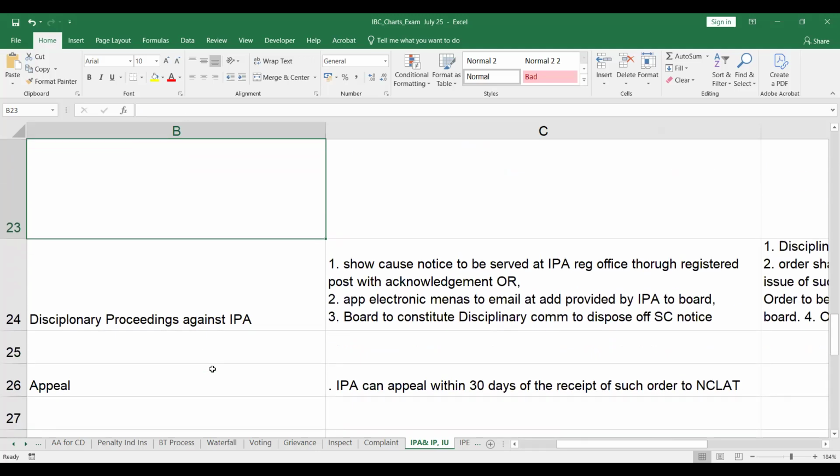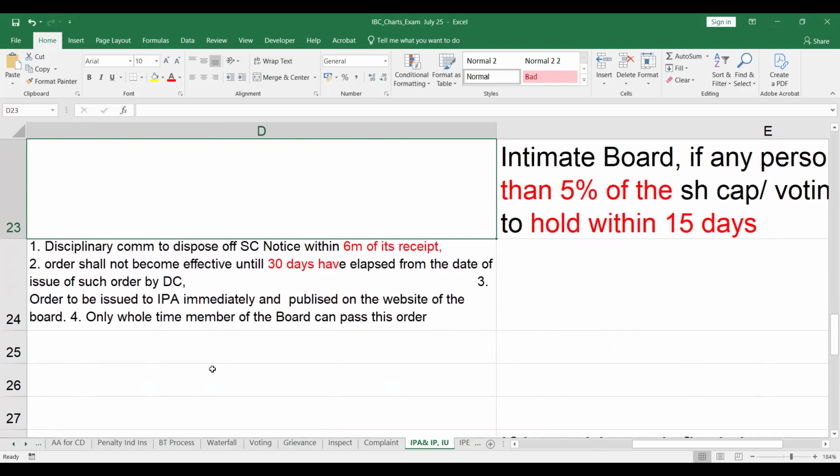Disciplinary proceedings against IPA. So a show cause notice is to be served at the IPA's registered office through registered post with acknowledgement, or at the email address provided by the IPA to the board, and the board will constitute the disciplinary committee to dispose of the show cause notice. The disciplinary committee shall dispose of the show cause notice within 6 months of its receipt, and the order shall not become effective until 30 days have elapsed from the date of issue of such order by the disciplinary committee. An order is to be issued to the IPA immediately and published on the website of the board, and only a full-time member of the board can pass this order.